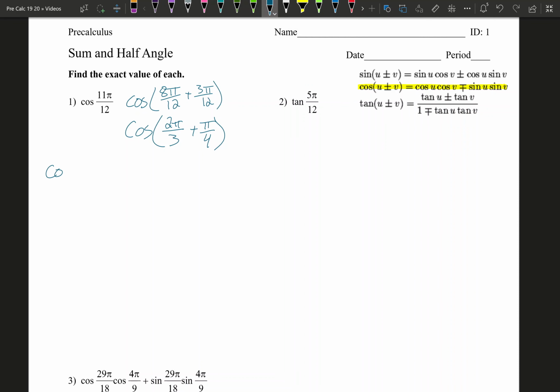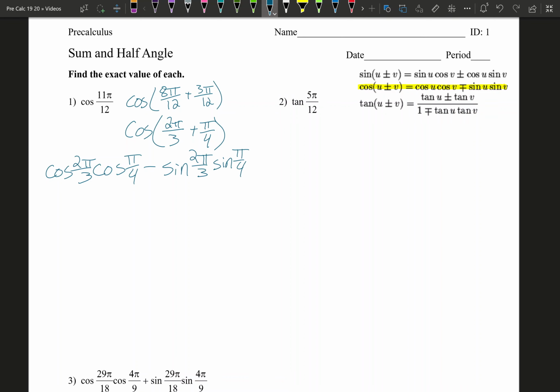So let's write this out. We've got cosine of our first angle. And since this is addition, the order does not matter. Addition's commutative. You will end up with the same answer no matter what. Cosine of the second angle. And then we change the sign because plus or minus becomes minus or plus. And then sine of our first angle. Sine of our second angle.